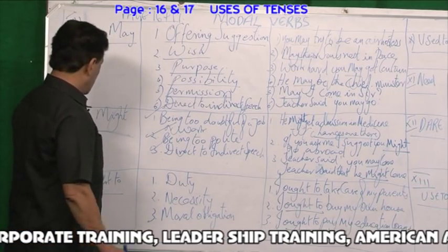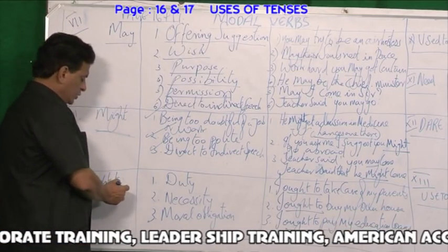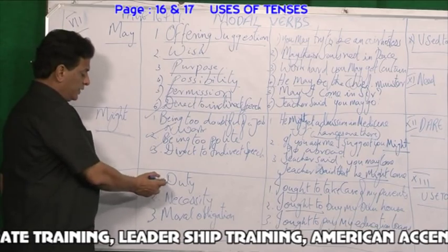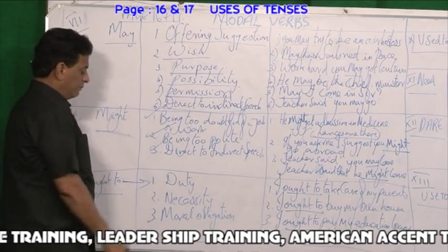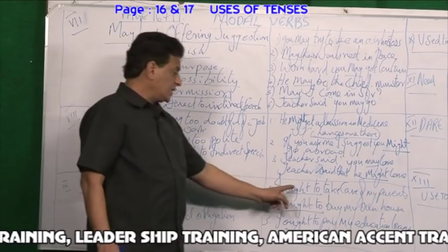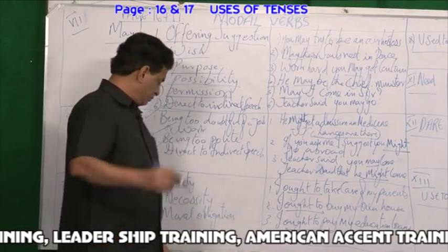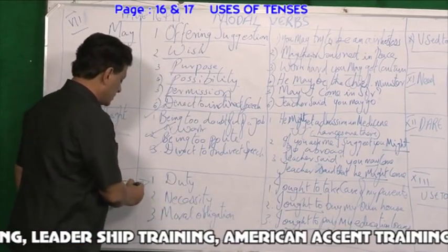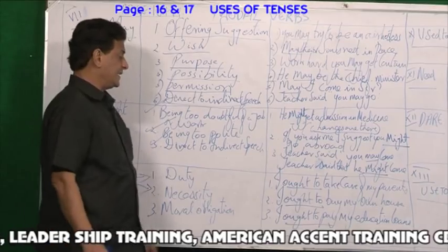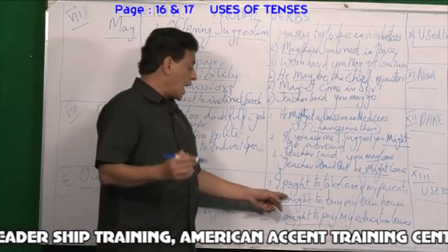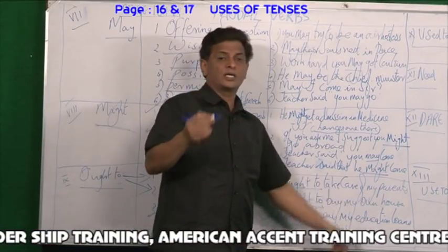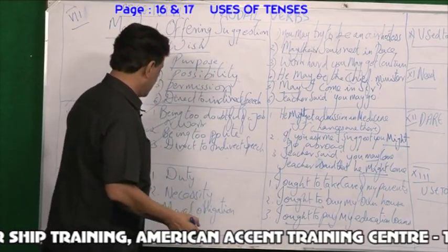Then what is the next word? Ought to. Ought to is used in how many places? Number 1, duty. I ought to take care of my parents. This is my duty. Number 2, the second place is necessity. I ought to buy my own house. I have to buy my own house. I must buy my own house.